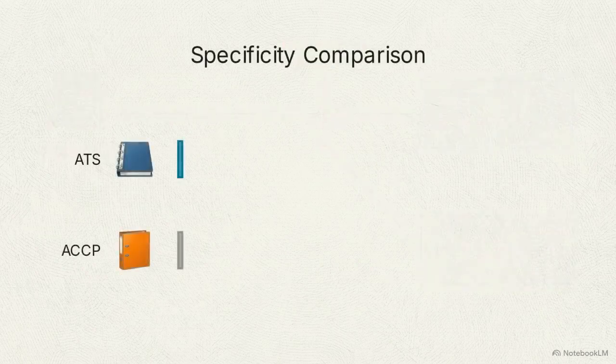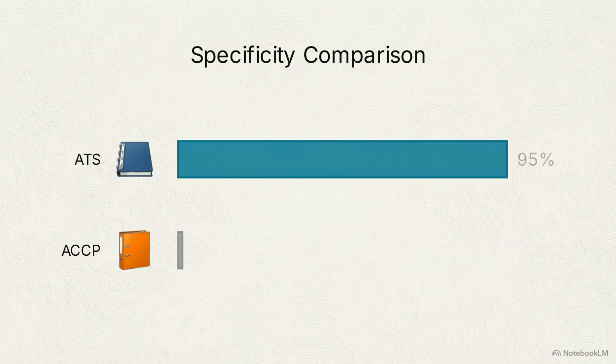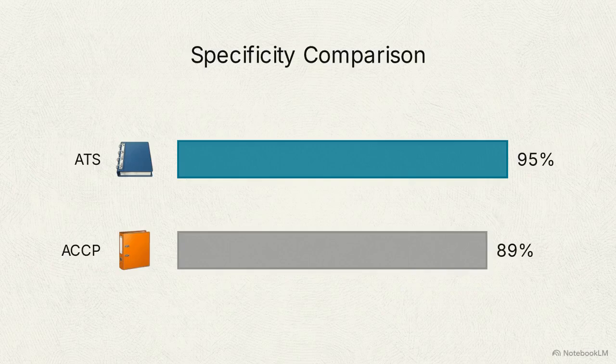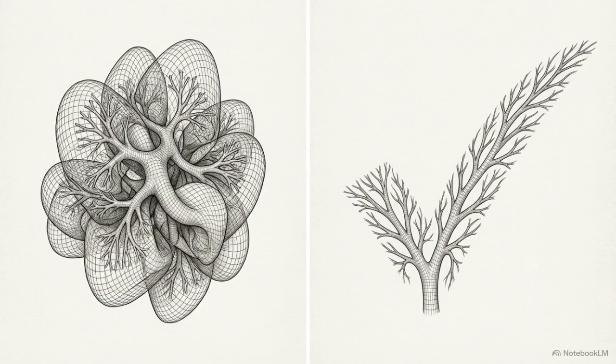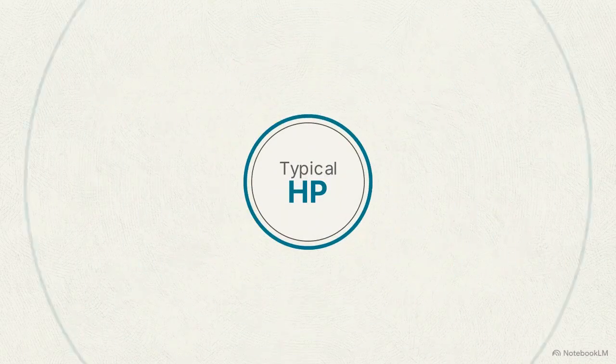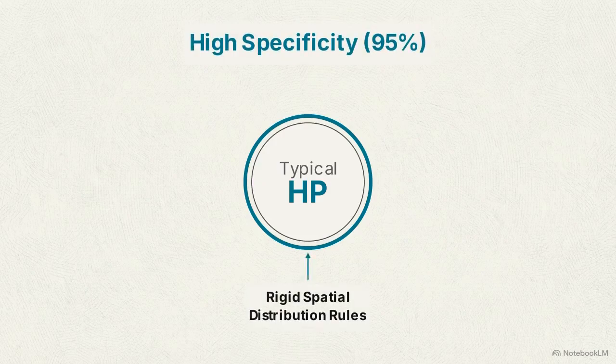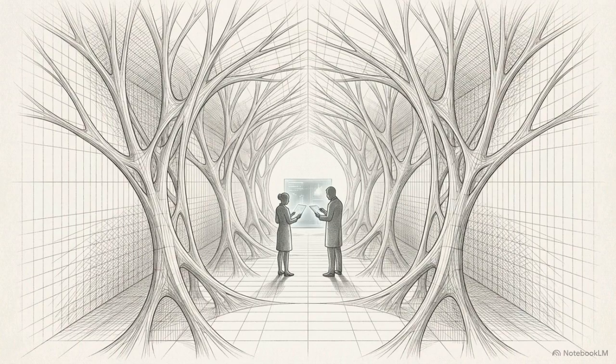This rigid spatial requirement results in a measurable statistical trade-off. By filtering out scans that lack classical distribution, the ATS achieves a specificity of 95%, compared to ACCP's 89%. The ATS framework will miss more true cases of HP, but the cases that survive its filtering process are extremely likely to be correct. The mechanical trade-off is clear. ATS guidelines accept a lower capture rate in exchange for the high confidence exclusion of lookalike diseases through rigid spatial distribution rules. Which trade-off, sensitivity or specificity, is more accurate in a real-world clinic?